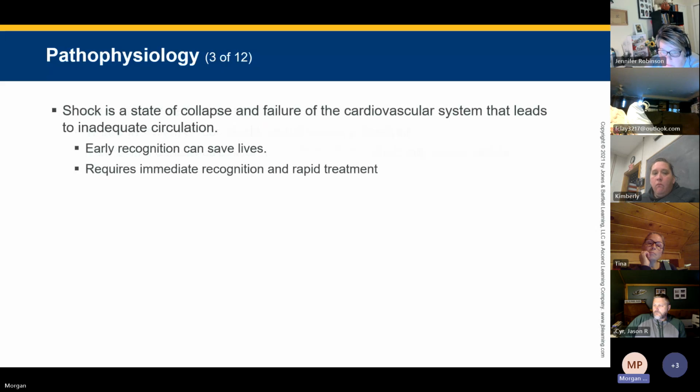Obviously, shock is a state of collapse or failure of the cardiovascular system that leads to inadequate circulation. We're trained, Kevin and I, to look at it, and you'll be able to see it. We talked about it yesterday, sick or not sick, you can walk into a room and you'll be able to tell, oh, this person needs to go quickly.